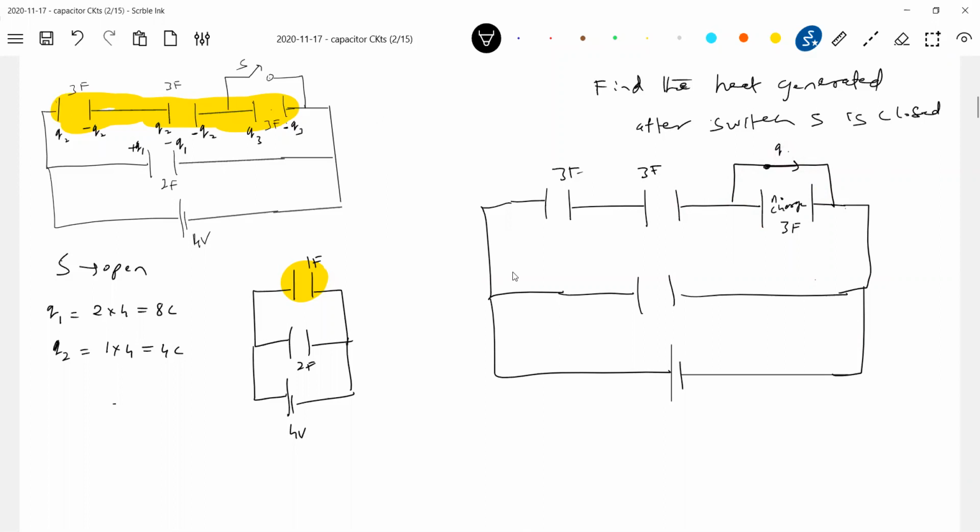I'm just putting this one. This plus Q3 will go ahead and will come here, finish all. So you may ask what charge has flown through the switch: Q3.